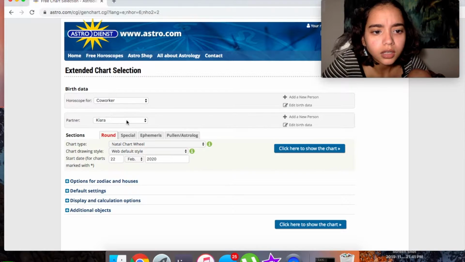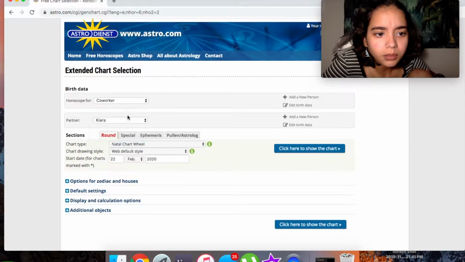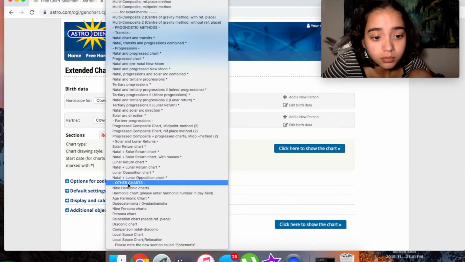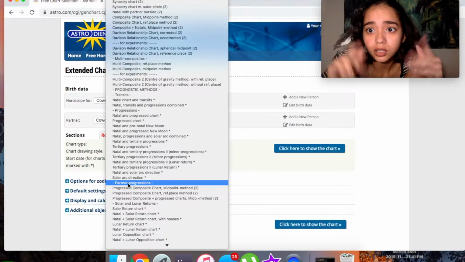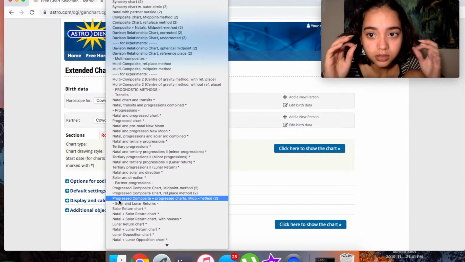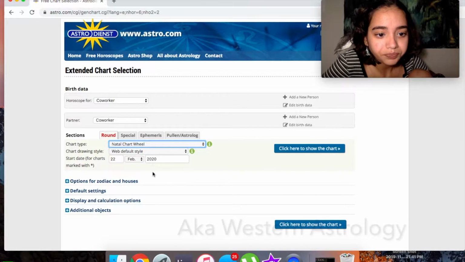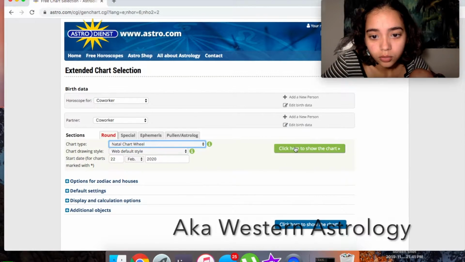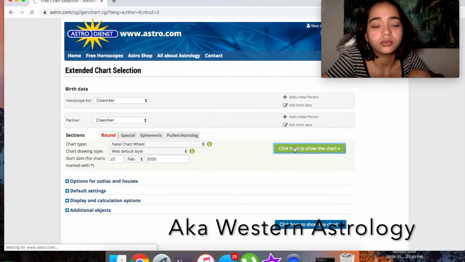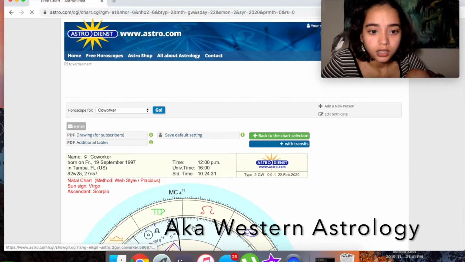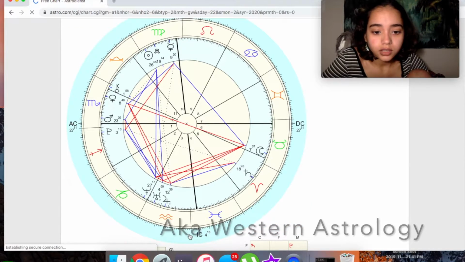Boom. You're gonna go ahead and just make sure that both of these are on the person that you're looking for their chart. There are many different kinds of charts that go deep. But just to keep it simple, because this is for my beginners, we're just gonna stay at the natal chart wheel 1. Okay, and all we're gonna do is just press click here to show chart. And here it generates your entire chart.